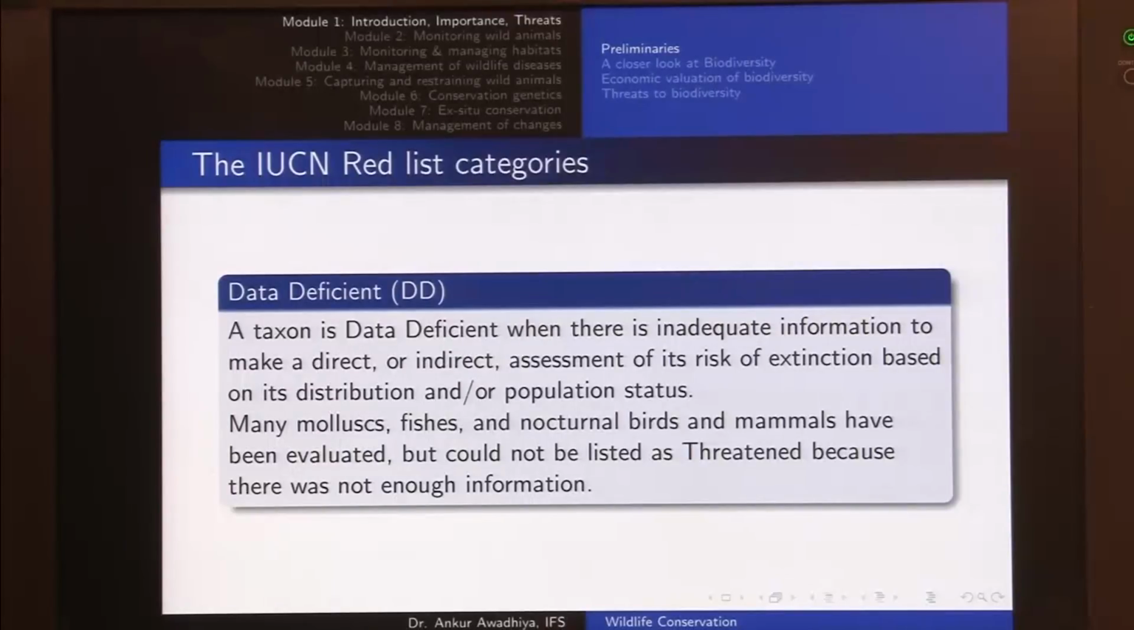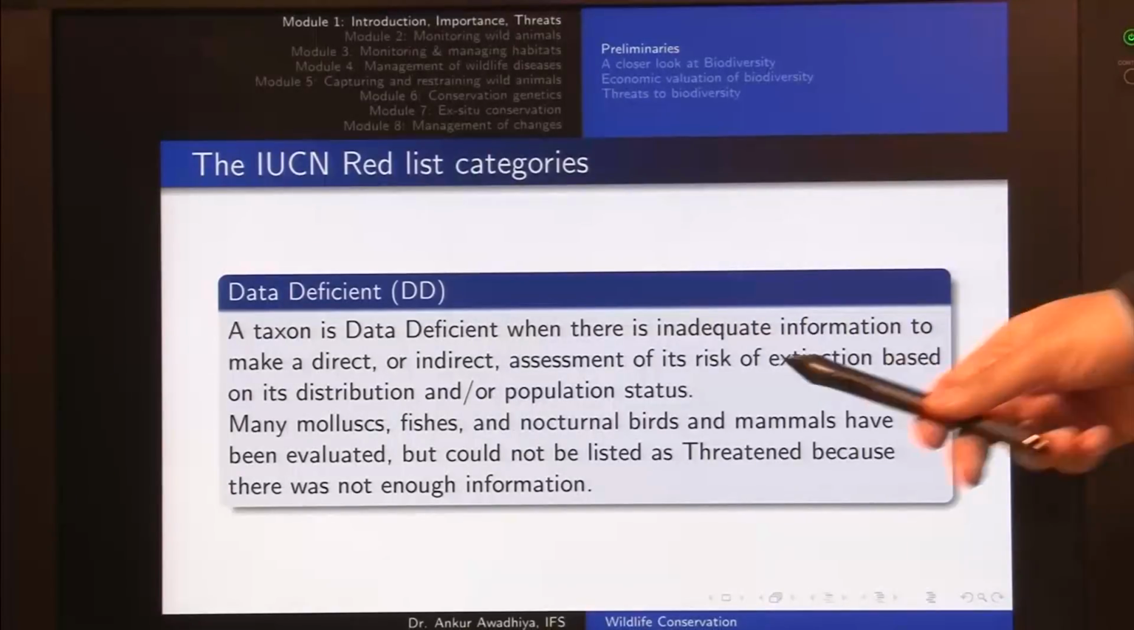Next we have data deficient. So, a taxon is data deficient when there is inadequate information to make a direct or indirect assessment of its risk of extinction based on its distribution and or population status. So, many mollusks, fishes and nocturnal birds and mammals have been evaluated and could not be listed as threatened because there was not enough information.